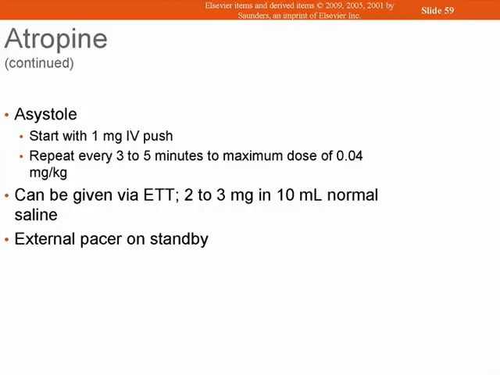Okay, for asystole, you typically will give a full 1 milligram IV push and repeat every 3 to 5 minutes to a max dose of 0.04 milligrams per kilogram. This is a medication that can be given down the ET tube, and that dose is 2 to 3 milligrams mixed in 10 mils of normal saline. So remember, your ET tube dose is different than your IV dose with asystole. The other thing is make sure your external pacemaker is on standby, because with asystole, you probably are going to want to try to pace them.